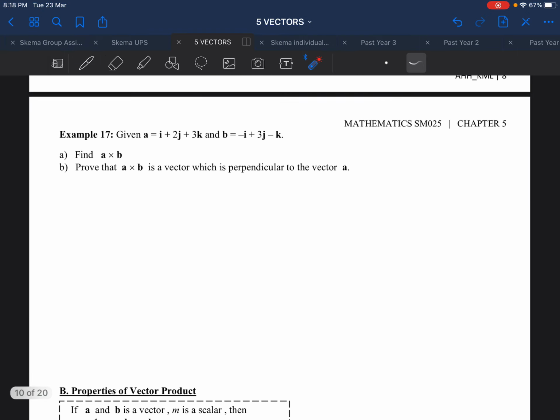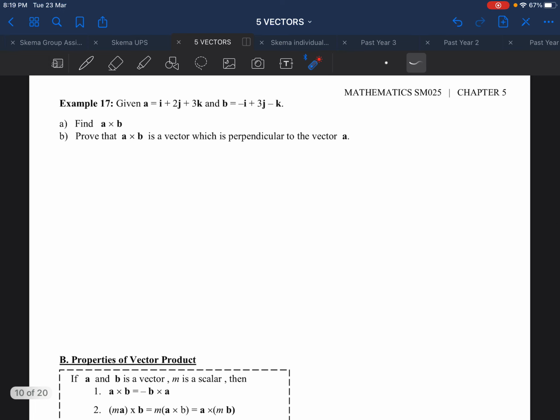Soalan A boleh cuba buat dulu. Pausekan video ni dan cari dulu A cross B kamu, dan boleh check dengan jawapan saya. So kita ada A cross B. Ingat saya cakap vektor mesti kena ada ombak-ombak ini. Okay, wajib kena ada. So kita ada I, J, K.